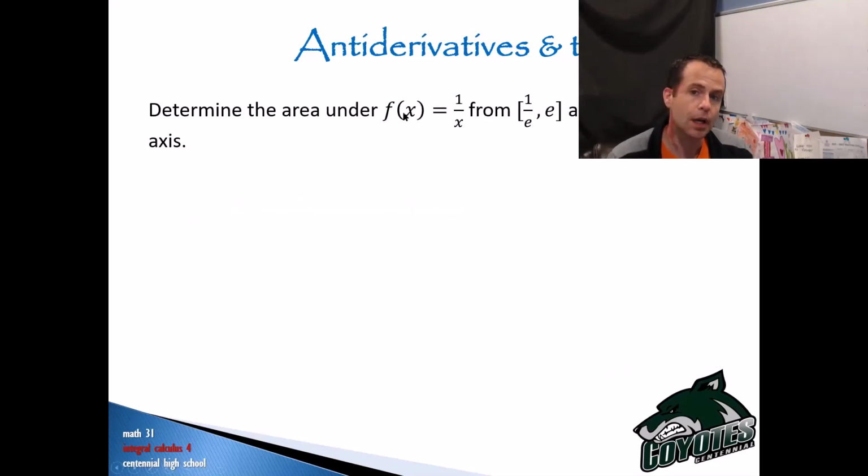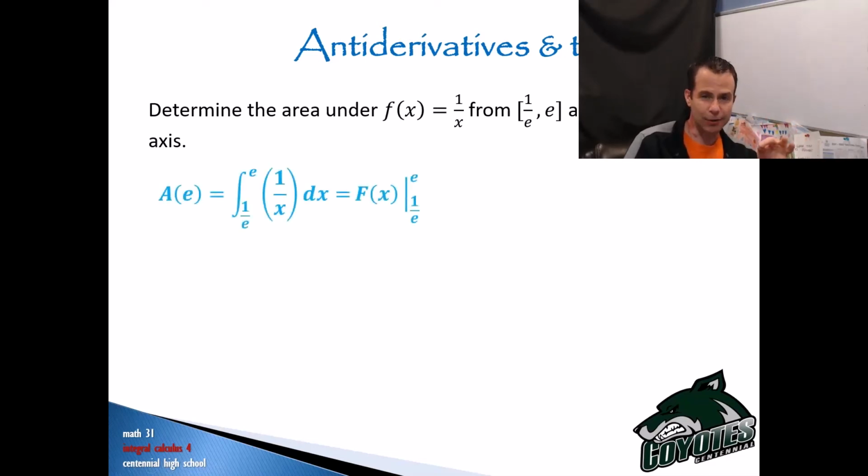All right, let's try again. Let's do f of x equals 1 over x, and I want to go from 1 over e to e. So first I'm going to say the area up to e will be the integral of 1 over x from 1 over e to e. That'll be the antiderivative from 1 over e to e. So I have to figure out what the antiderivative is. Big F of x, if little f of x is 1 over x, needs to be ln of the absolute value of x.